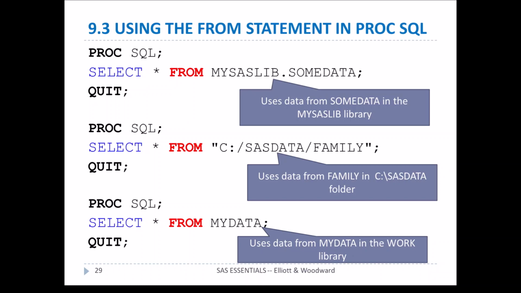Or, second example, we could use the Windows version of how to name a data set. This one was in quotes. Notice the difference. The first one not in quotes. This one is within quotes when it refers to a Windows data set file name. SAS data, my family. And then finally, the one at the end, which just simply says from my data. We should all be familiar with the fact that when we have just one name there, it means a work file or a temporary file that we have created.